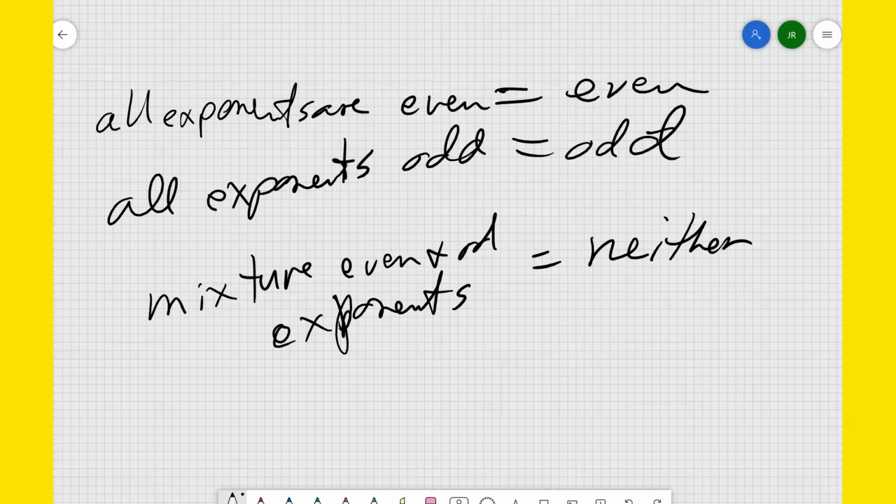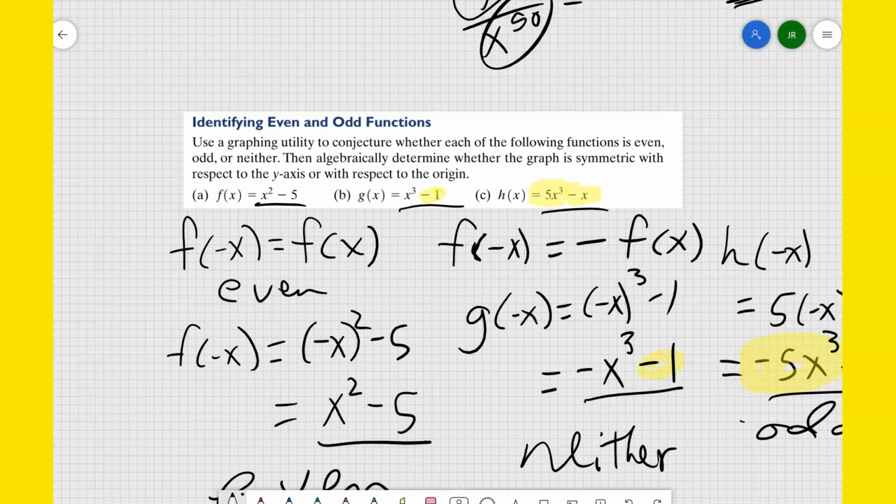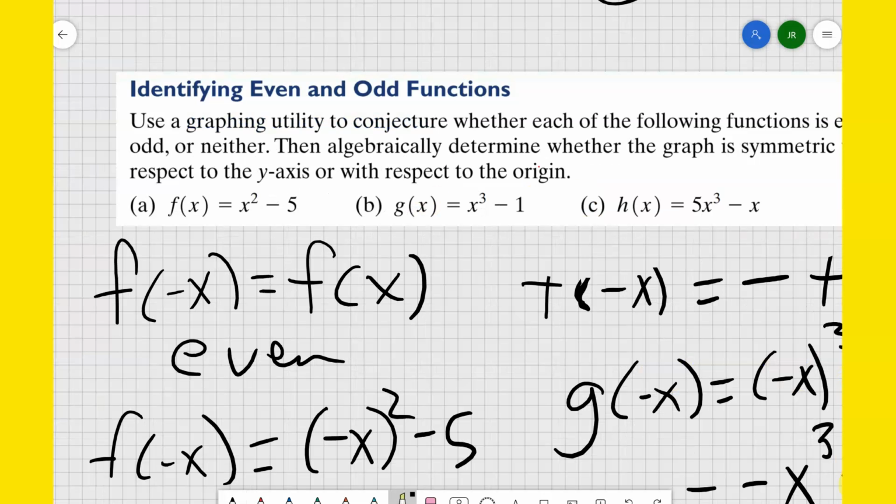So now let's look back at our example and do it that way with the shortcut. All right, look at this first one. That's an even exponent. And this is the same thing, remember, as x to the 0. That could be an x to the 0 right there. So that's also an even exponent. So they're both even exponents. So that is even, which is what we said before.